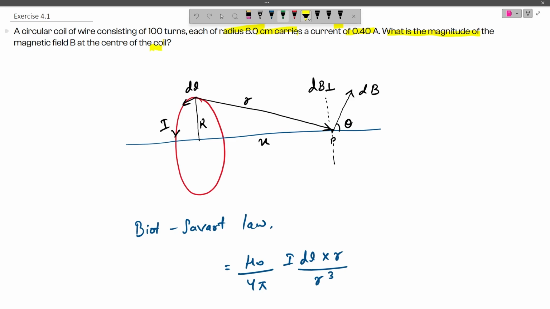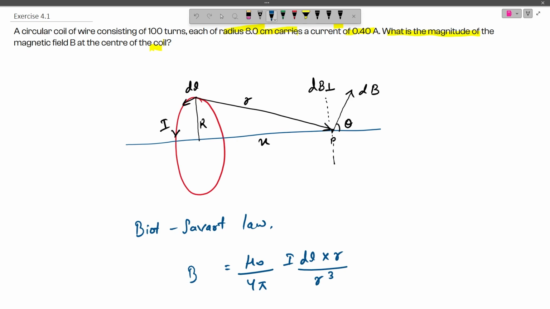So this question focuses on Biot-Savart's law, which says that the magnitude of magnetic field dB is proportional to the current I, the element dl, and inversely proportional to the square of distance r. Its direction is perpendicular to the plane containing dl and r. Thus, we can express it as magnetic field is proportional to I dl cross r divided by r cube in the vector form. Now, the constant of proportionality here is mu naught by 4 pi, where mu naught is the permeability of the media.